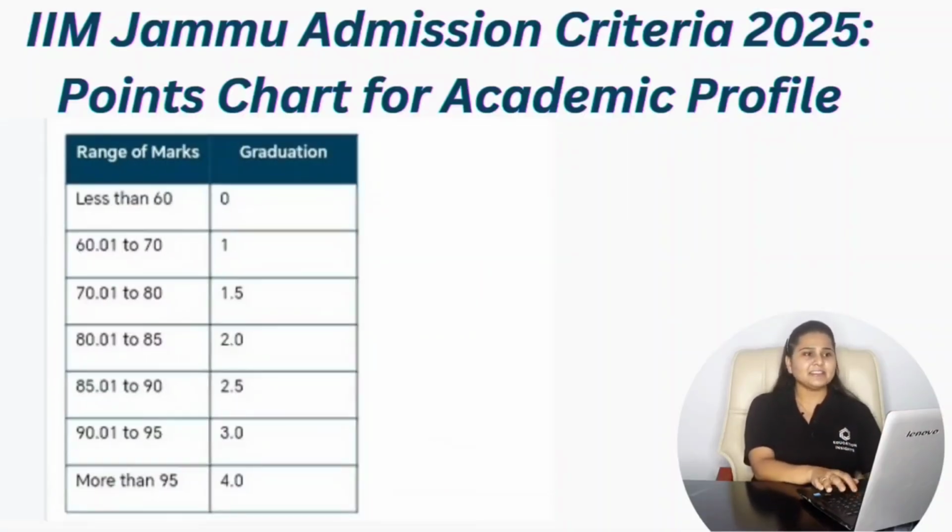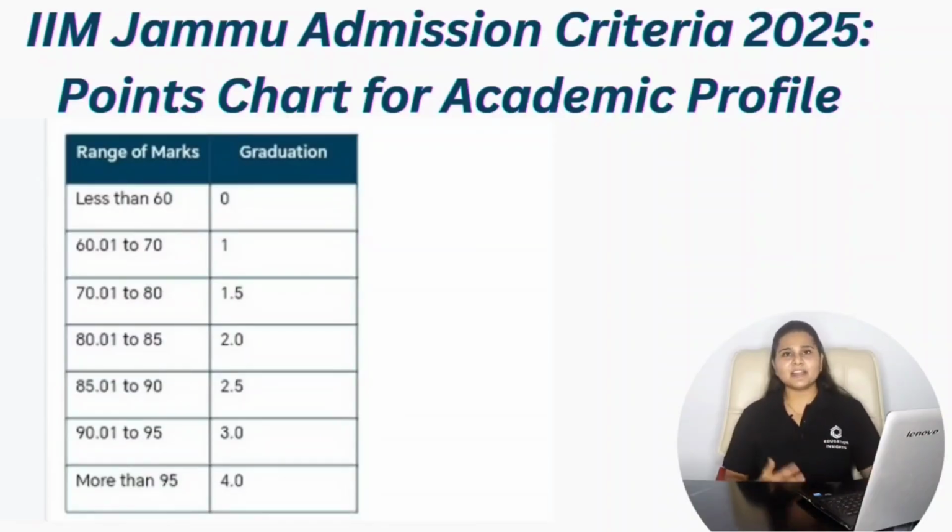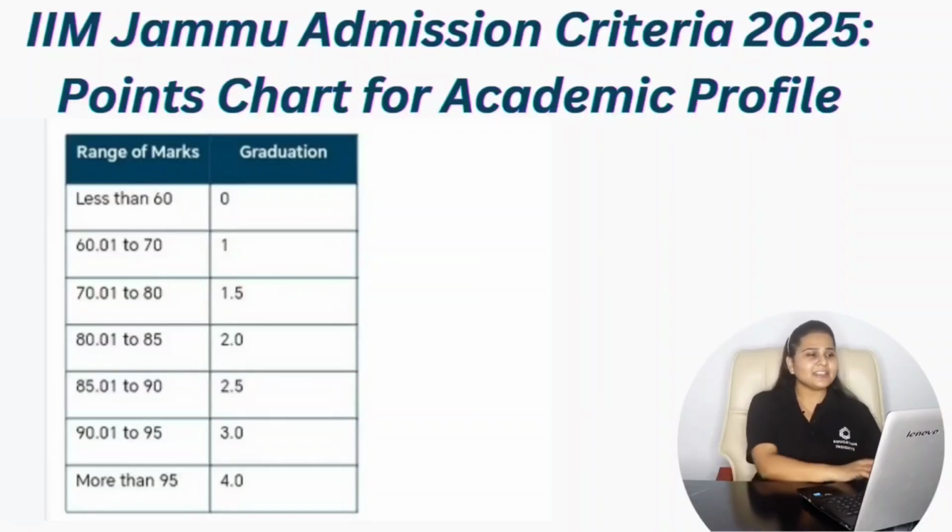Now if we consider the rating score for graduation, if your graduation percentage is more than 95, there are 4 points. If your graduation percentage ranges between 90 to 95, there are 3 points. If it ranges between 85 to 90, there are 2.5 points, and in this way you can calculate your rating score for graduation.